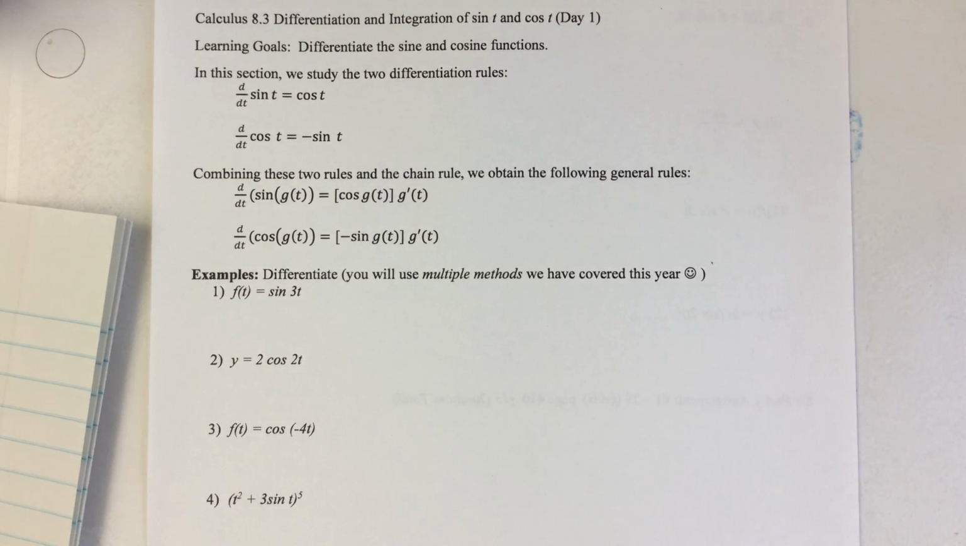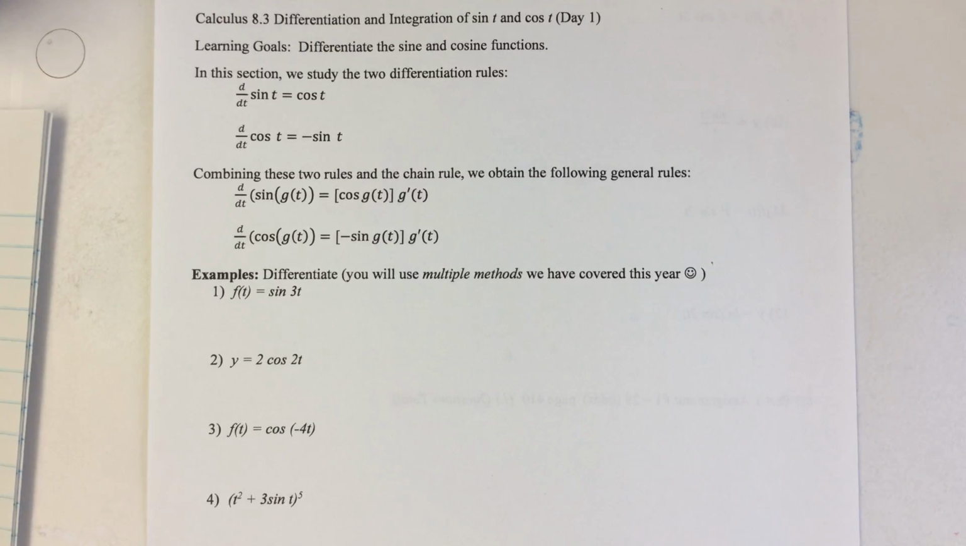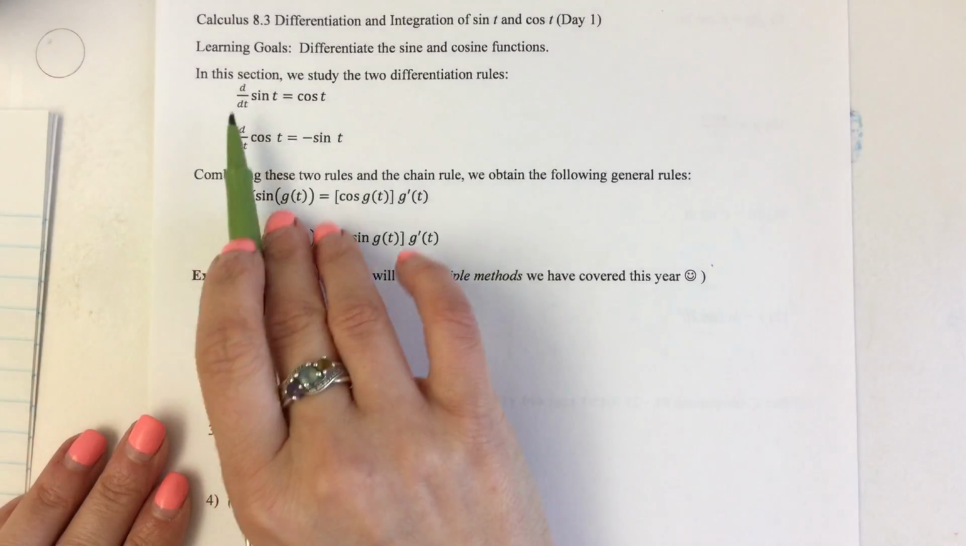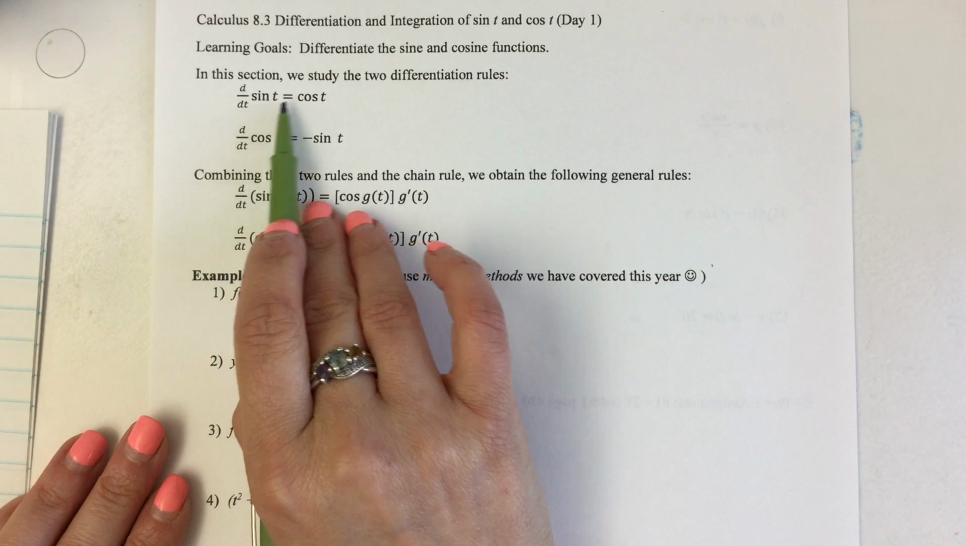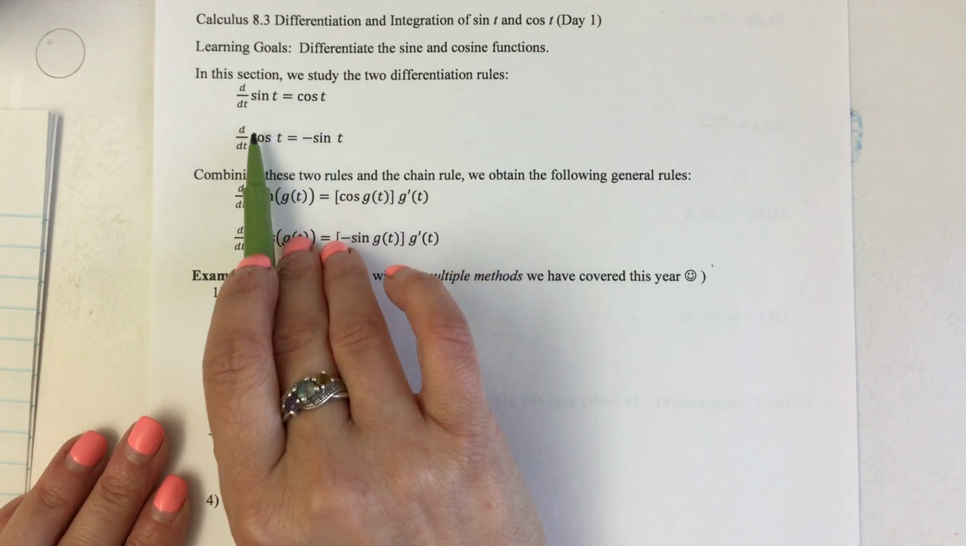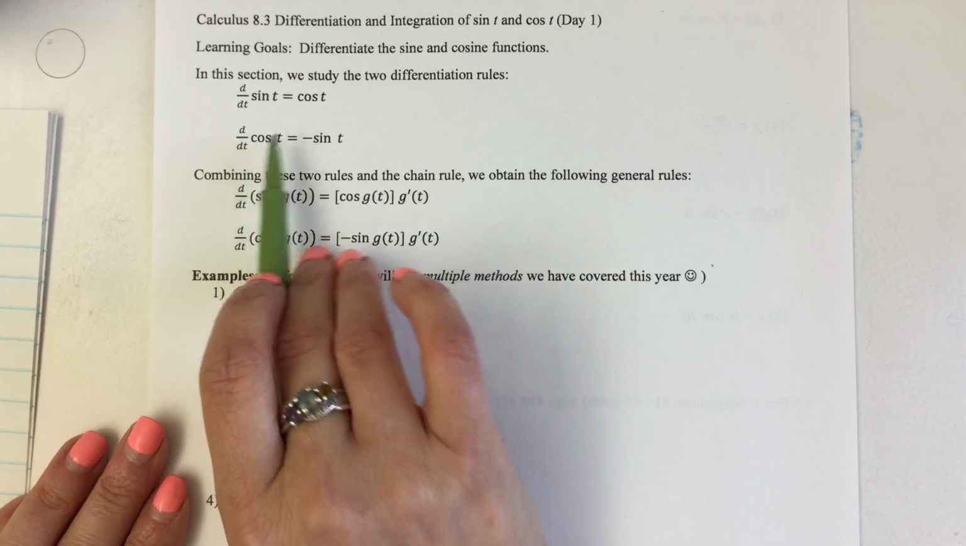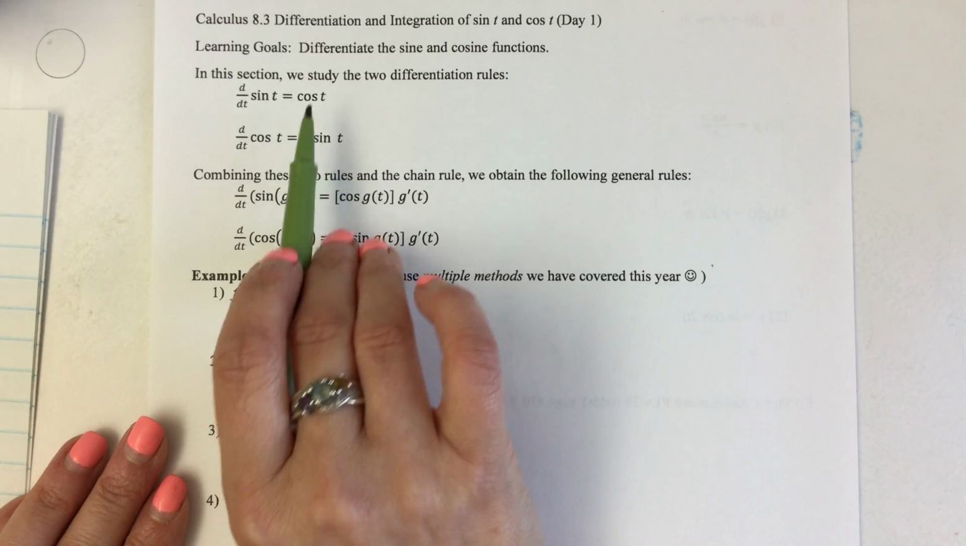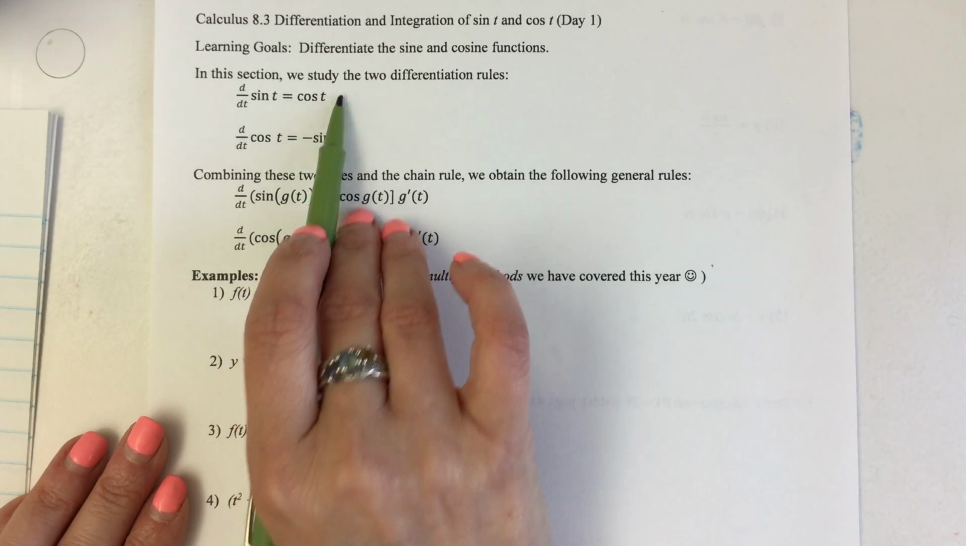Today in calculus we are going to look at the first part of section 8.3, where we look at the derivative of the sine and the cosine function. Now the derivative of the sine is the cosine. The derivative of a cosine is a negative sine. So these are the two new rules.